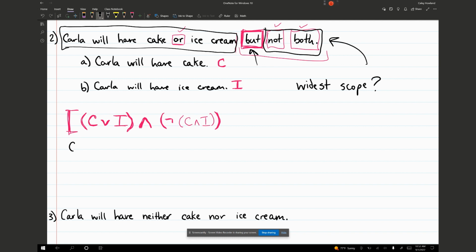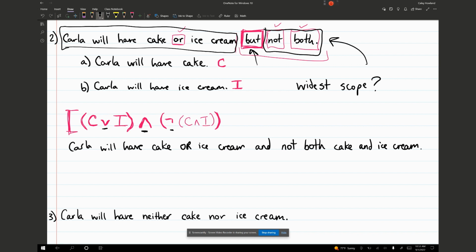And what we have here is Carla will have cake or, because notice that disjunction right here, ice cream. And, right, because that's our conjunction there. Not is our next connective. Not both cake and ice cream.